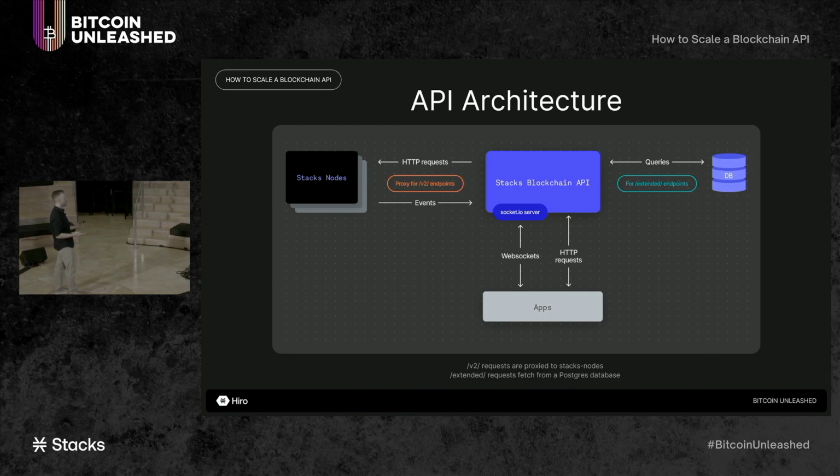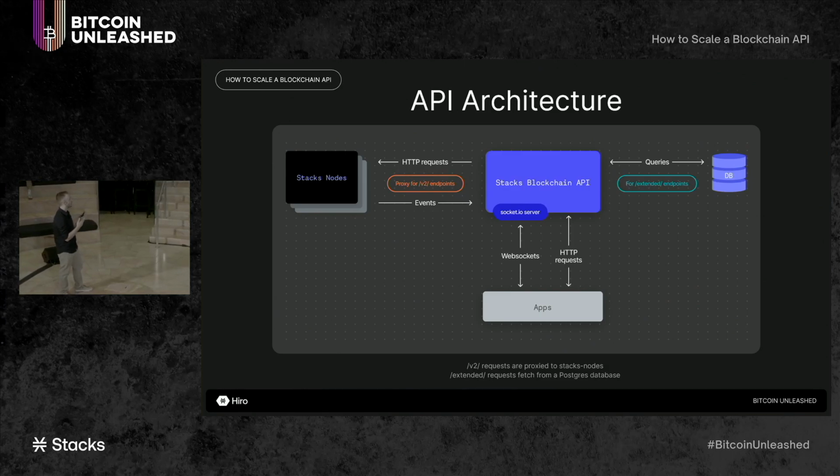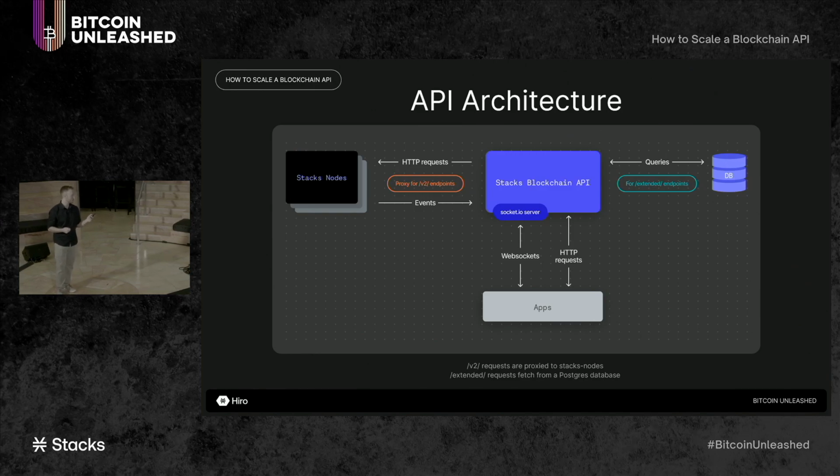And when I say app, it could mean a developer that's interacting with the blockchain. It could be the Hiro Explorer. It could be your wallet. It could be really anything that needs to leverage the APIs. If the request is another type that's /extended on the HTTP path, that request will be sent to the backend database, and data will be retrieved from there, which will be forwarded back to the originating app.